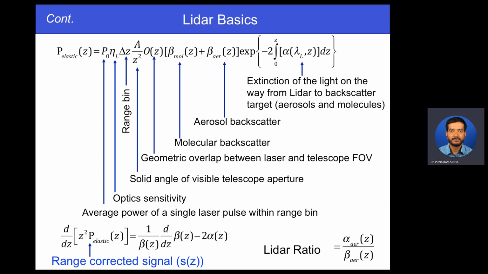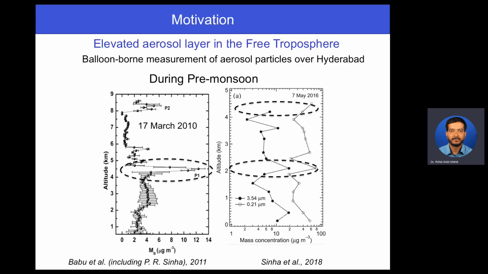Now with these basics, I just wanted to go to the results. We conducted a balloon experiment over Hyderabad, and this is the profile from the balloon-borne measurements of black carbon aerosol and composite total aerosol. On the left panel, the x-axis is the mass concentration of black carbon aerosol as a function of altitude, and the right panel is the mass concentration of composite aerosol at two size bins as a function of altitude.